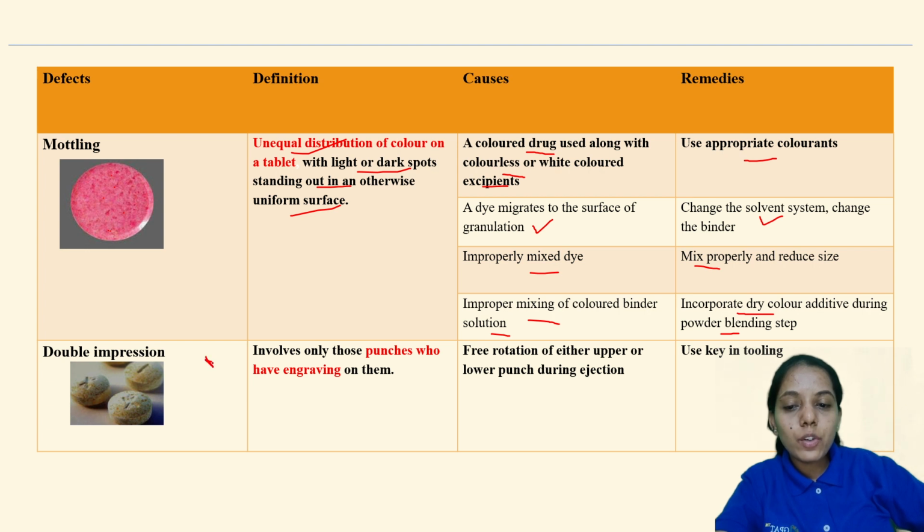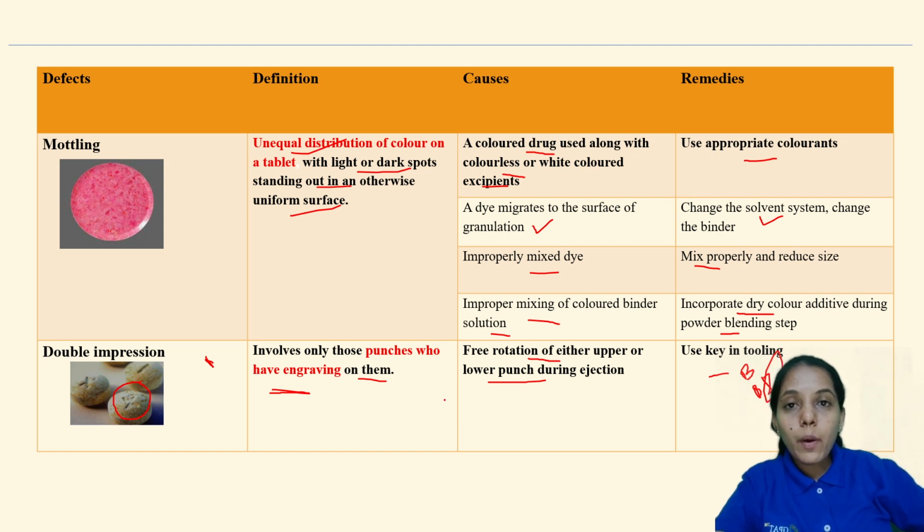Next is double impression. Here you can see the dies or punches having some double impression. It involves only those punches which have engraving or embossing on them. It is caused by free rotation of either the upper or lower punch during ejection, because of which the double impression may occur. In that case we have to use keys in tooling. Keys are like B tooling, BB tooling. There are different keys in the tooling, so we have to use that.